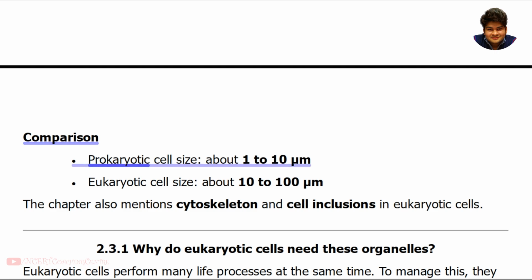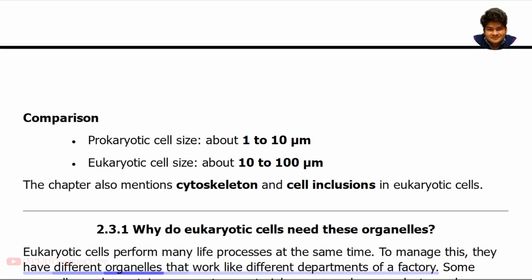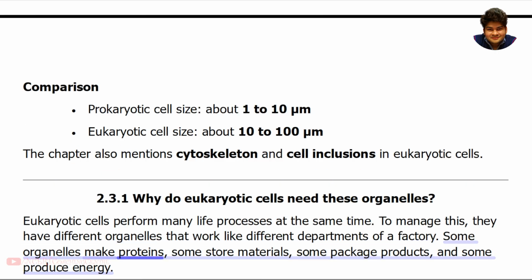Comparison. Prokaryotic cell size, about 1 to 10 µm. Eukaryotic cell size, about 10 to 100 µm. The chapter also mentions cytoskeleton and cell inclusions in eukaryotic cells. 2.3.1 Why do eukaryotic cells need these organelles? Eukaryotic cells perform many life processes at the same time. To manage this, they have different organelles that work like different departments of a factory. Some organelles make proteins, some store materials, some package products, and some produce energy.